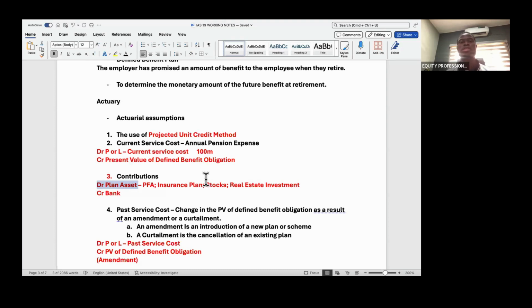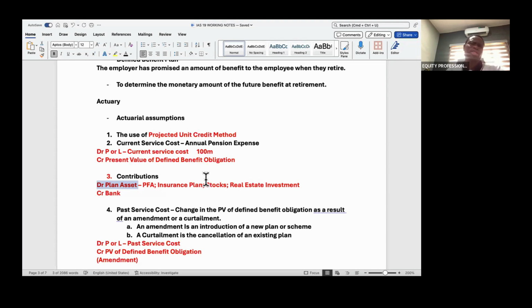If the company is doing so well, and they're impressed with their staff, they can come up with a new plan for employees when they retire. That's an amendment. And this will usually increase the obligation of the employer. But if the company is shutting down some segments and some people have to be fired, but they're not doing so well.